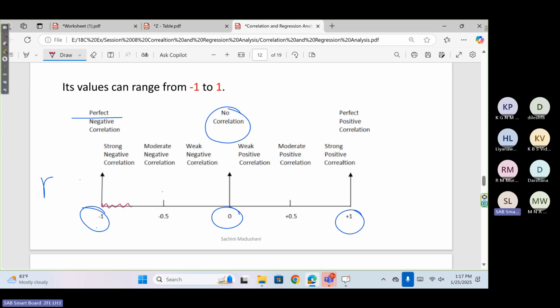then we can say it is a strong negative correlation. It is not -1, but it is the nearest one, like -0.98, -0.9, -0.89, -0.91. Similarly, if it is not +1 but nearest to +1, we say strong positive correlation.